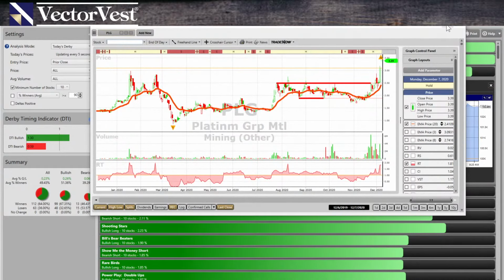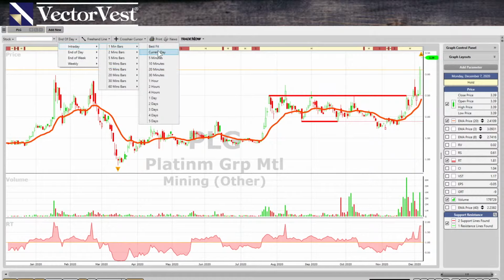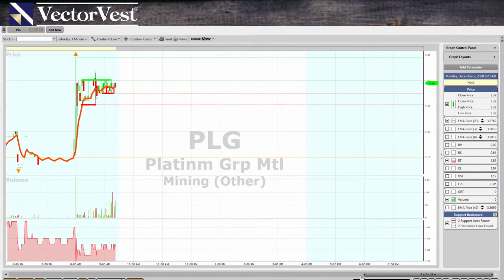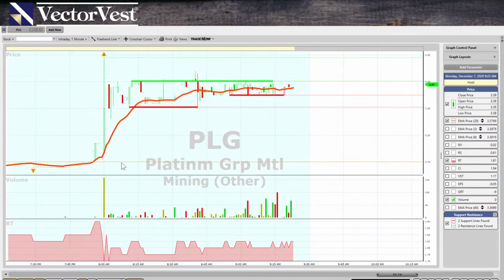Now, again, because I'm looking at this pre-market, let's change from the end of day to intraday, 1 minute bars, current day. Now, let's go look at this stock. This stock is moving up. That's the 8 o'clock hour. Let's go back. This stock is moving up from the prior day's close in a little bit of a channel. Nice jump up this morning on the stock, as you can see. Nice jump up, but sitting in a channel.